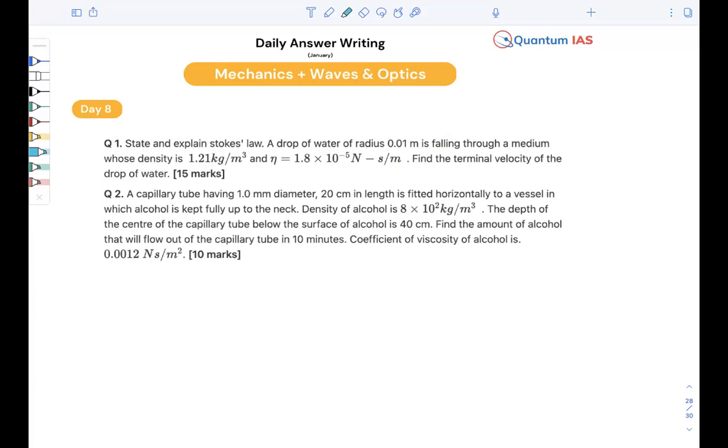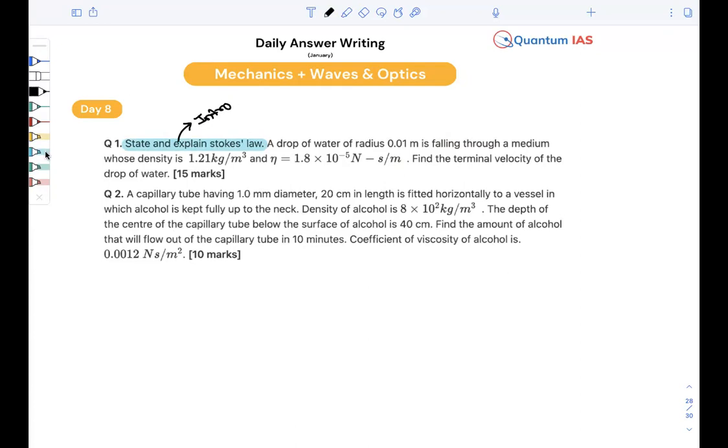Question number 1: state and explain Stokes' law. Whenever something like state and explain or define is given, the purpose of our introduction is solved. So for the introduction, we just need to write this part.